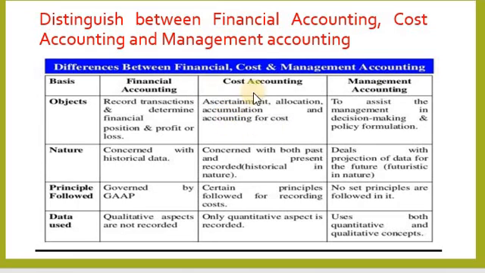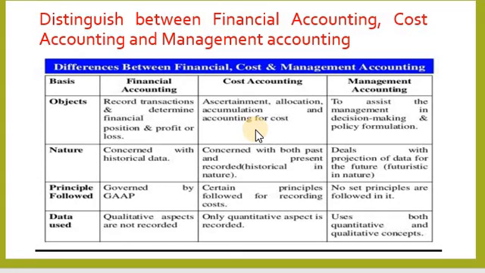Here the cost accounting objective is ascertainment, allocation, accumulation, and accounting for cost. In this situation, we have to ascertain cost, allocate cost, accumulate cost, and account for cost in our business organization. The first important objective of cost accounting is estimation of cost based on historical data, and also allocation of cost.